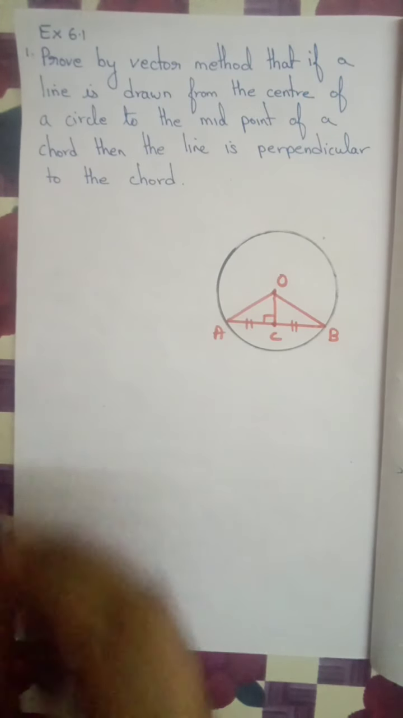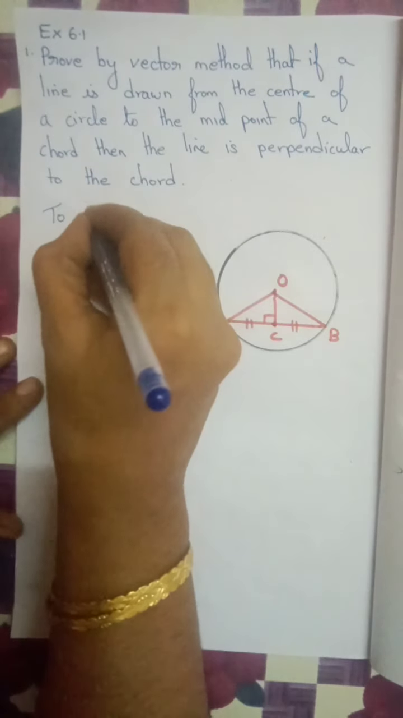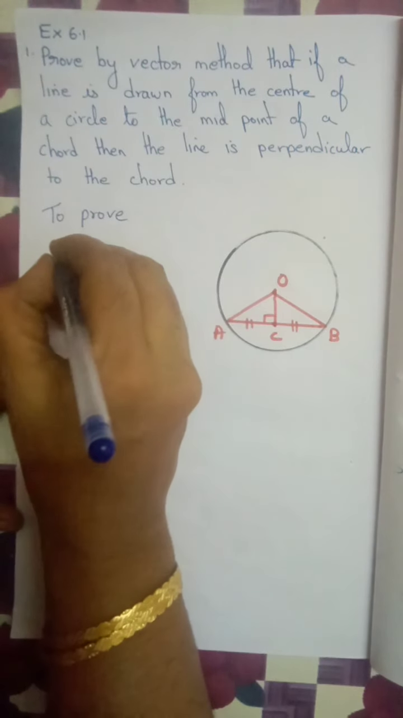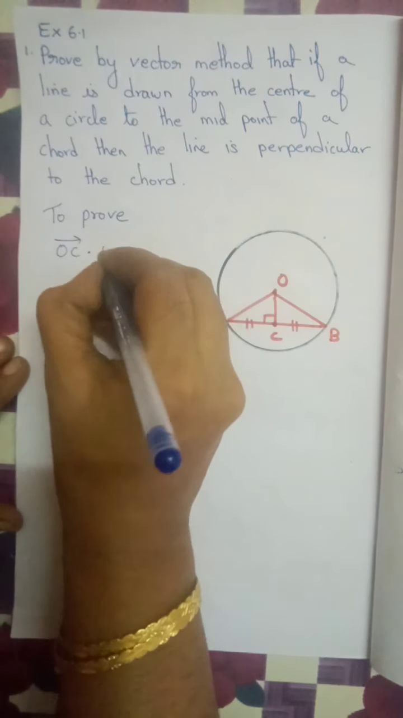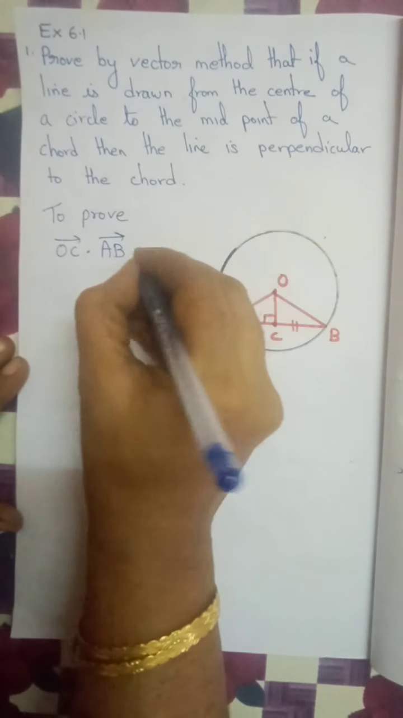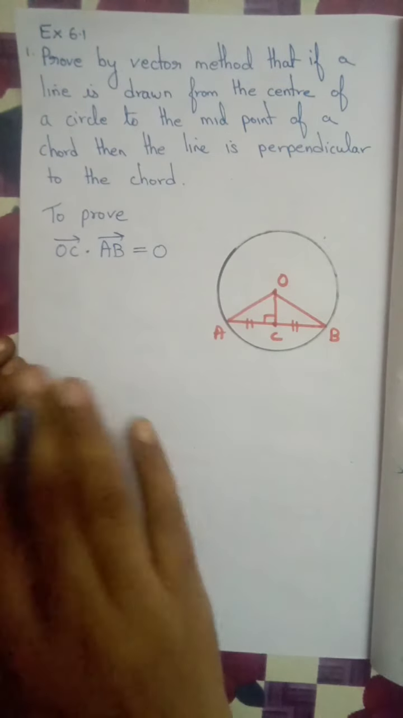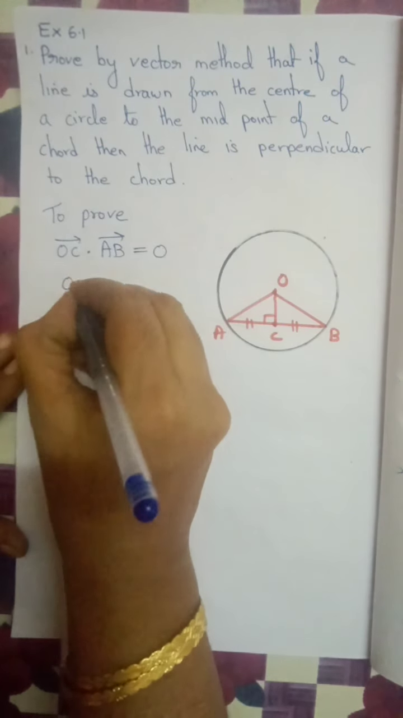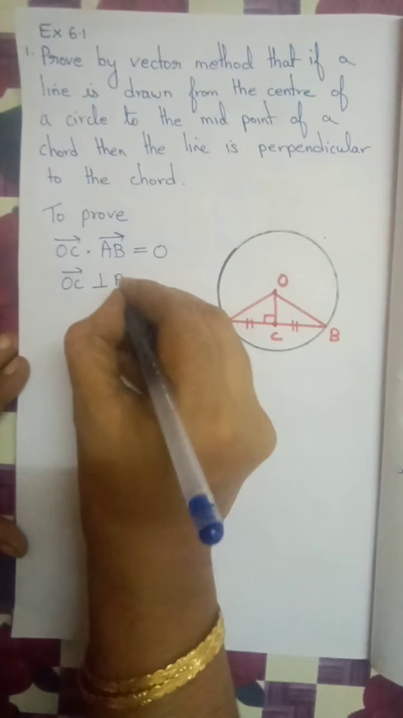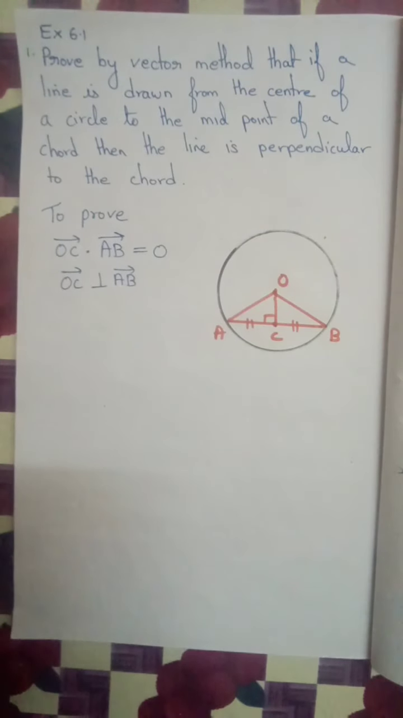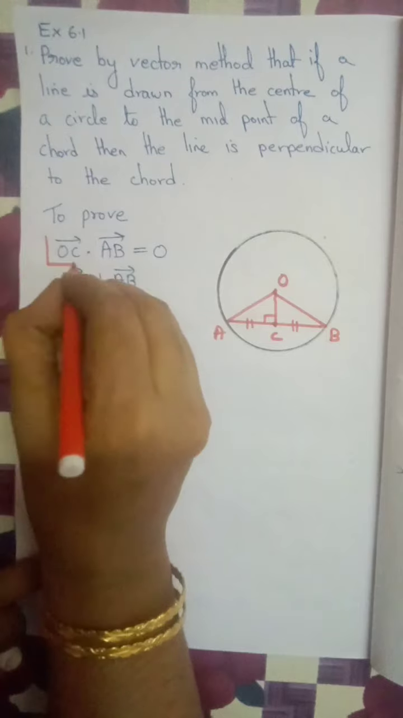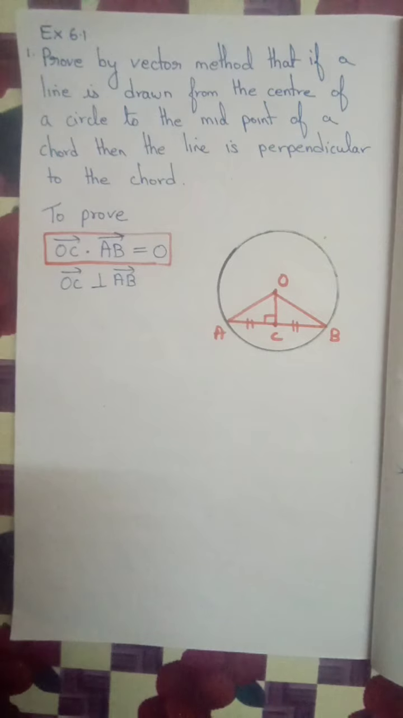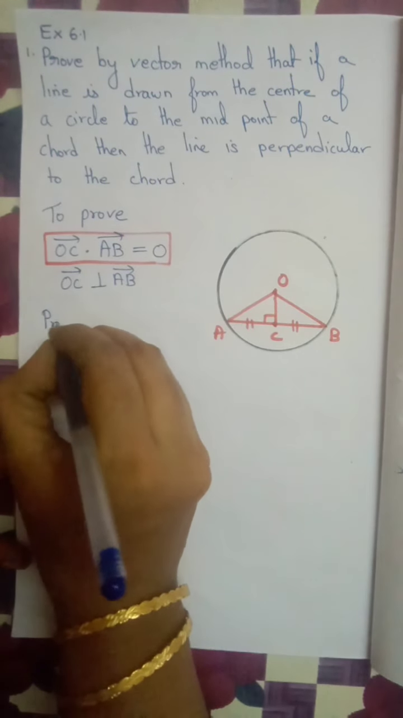So let me write clearly what you have to prove in terms of vector algebra. We have to prove that OC vector dot AB vector equals 0. Because we have studied vector algebra in 11th, dot product 0 means OC is perpendicular to AB. So what we have to prove is OC dot AB vector is equal to 0. This is what we have to prove. So let us start the proof.